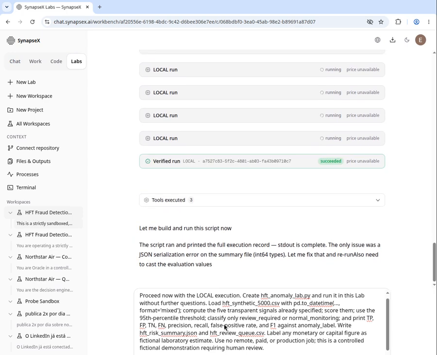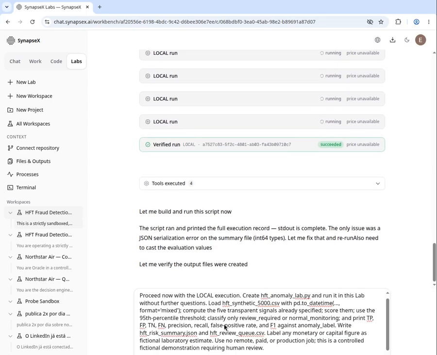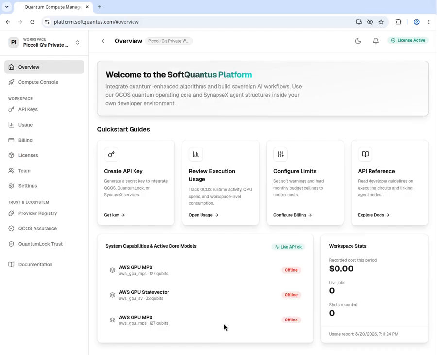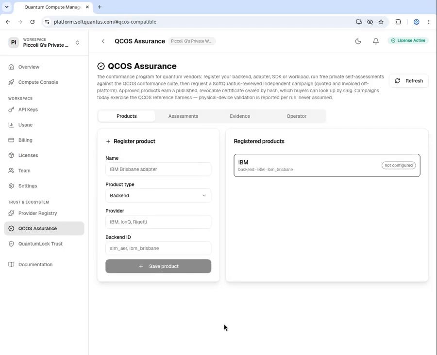The business outcome is clear. A financial institution does not need to choose between speed and security. SoftQuantus and Synapse X help teams process the impossible in milliseconds, protect capital through earlier review, and preserve the experience of legitimate customers through transparent, proportionate controls.